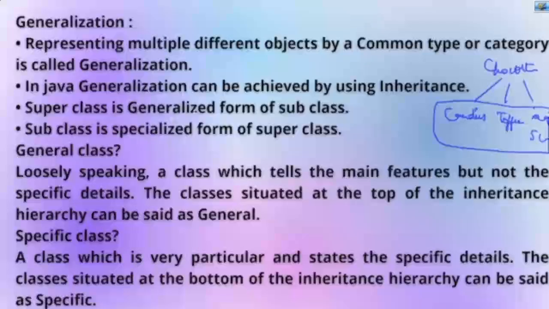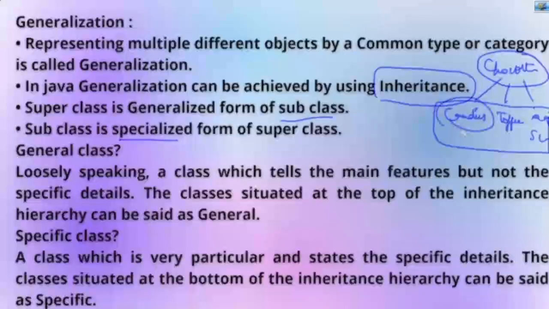In Java, generalization can be achieved by using inheritance, and only inheritance; you cannot achieve generalization with any other concept of Java. Superclass is the generalized form of subclasses. Subclass is a specialized form of superclasses. Now this is going to act as a superclass and these are going to act as your subclasses.